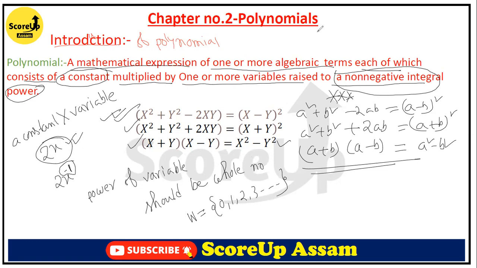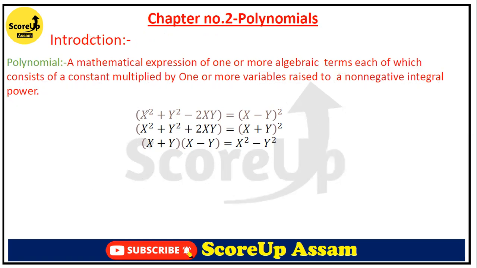Now you see, this is a polynomial, but it is a polynomial in two variables. x is one variable, y is another variable, right? So this is a polynomial in two variables.